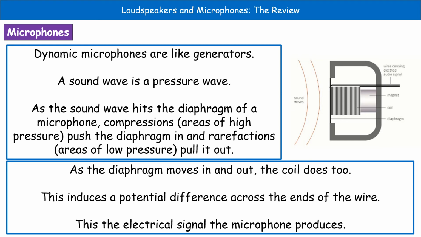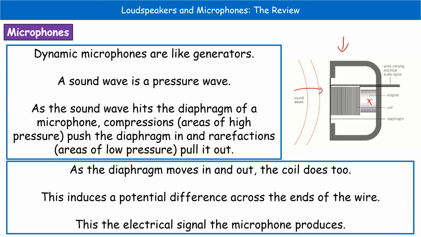Now, the dynamic microphone, if we look at the little picture on the right, this is what it looks like. We've got a magnet, and around that magnet we've got a coil of wire. That coil of wire is attached onto this diaphragm at the front. So what happens is, as a sound wave, which is a pressure wave, comes in, it hits the diaphragm at the front. As it does so, because it's a pressure wave, it pushes it inwards, and that means that coil moves down over the magnet.